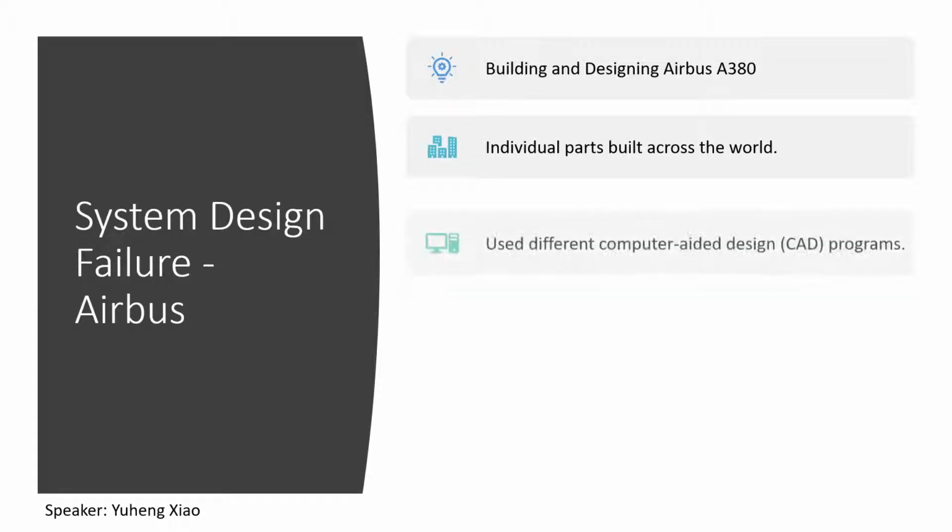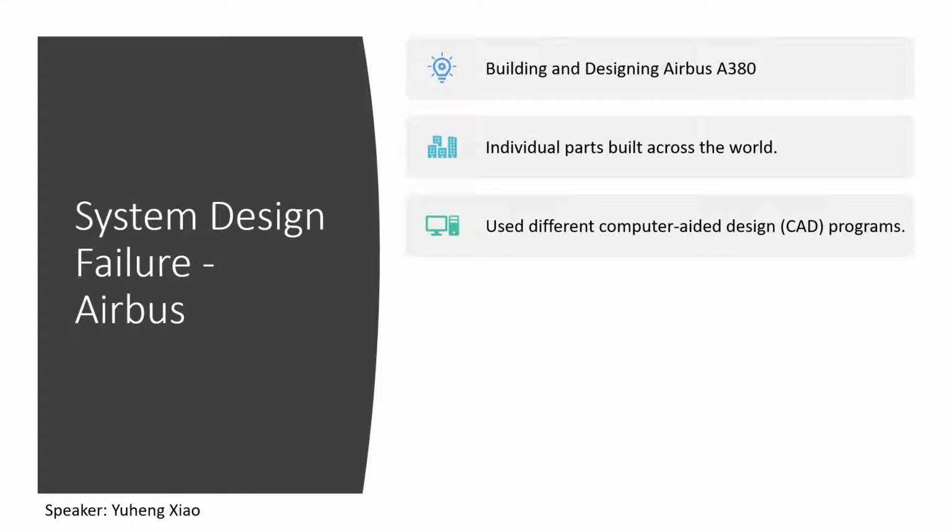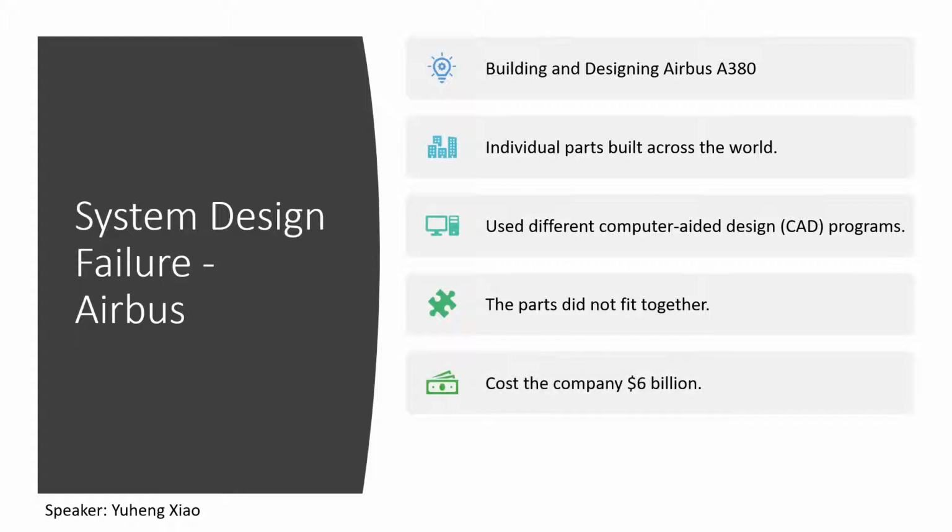Unfortunately, these teams used different computer-aided design (CAD) programs. During installation, they discovered the parts designed by different teams didn't fit together. Because of the lack of communication between the teams during the planning stage, this cost the company $6 billion to put right and set the project back 2 years.